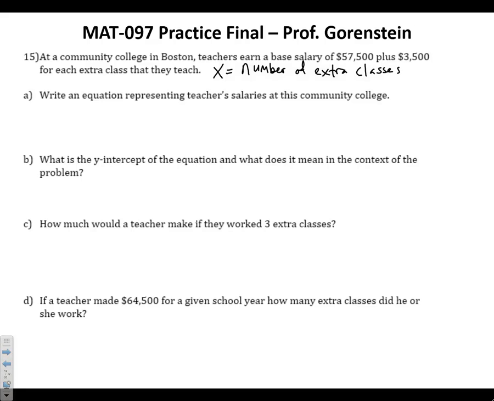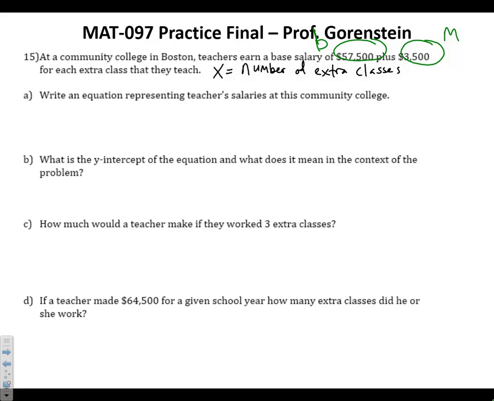Okay, so we have 3,500 is the rate of change. As x changes by 1, the total salary changes by 3,500. So that's our rate of change. Rate of change is slope. The base salary is what the teacher makes if he or she teaches 0 extra classes. So that 57,500, that's our y-intercept, or our b.